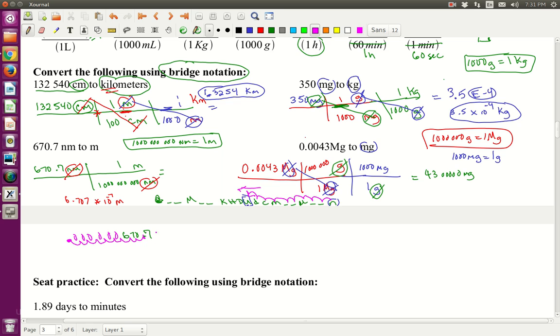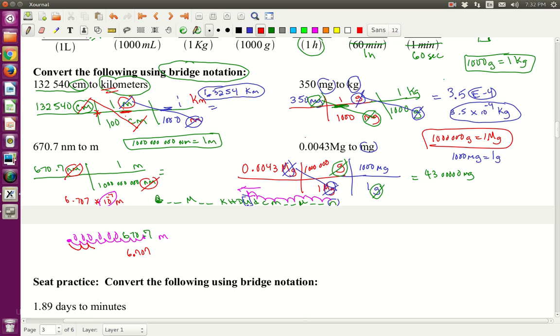And this would be the answer in meters. The only problem is it's not, you see how this is a -7? It's not in scientific notation, so I have to change it back to scientific notation. So to change it to scientific notation, I'm going to move the decimal so that it ends up being 6.707. When you do scientific notation, you have one number to the left of the decimal. So let's move it back.